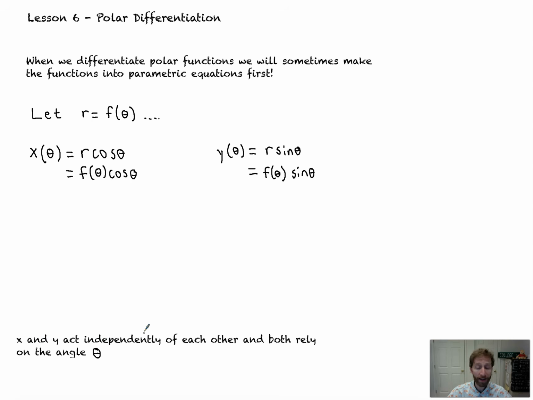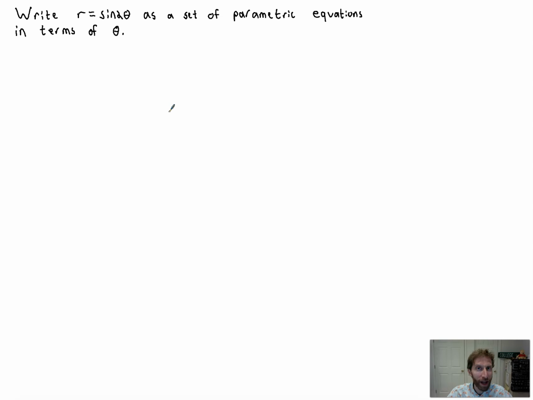So x and y act independently of each other in terms of theta now by taking that step. And essentially what we've just done is we've made a polar function into a set of parametric equations where the x value is determined by r cosine theta and the y value is determined by r sine theta. It's awesome. All right, so a lot of old stuff in here and a lot of algebra, some trig too, but don't worry about it. It's not as bad as the length of the problem might look. You'll see what I mean.